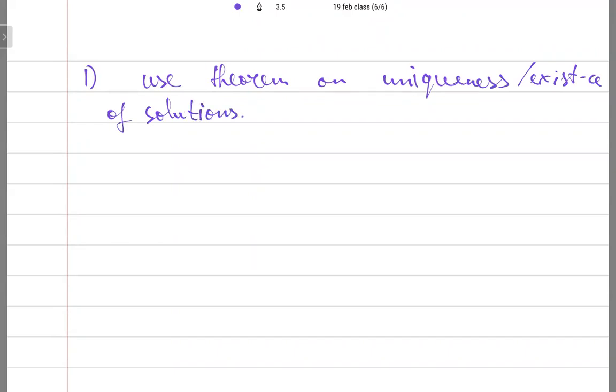And the theorem requires you to check whether you have an equation in that form. So if your equation is not in this form, y prime equal to f of x and y, then transform it into this form. And you need basically to answer two questions.